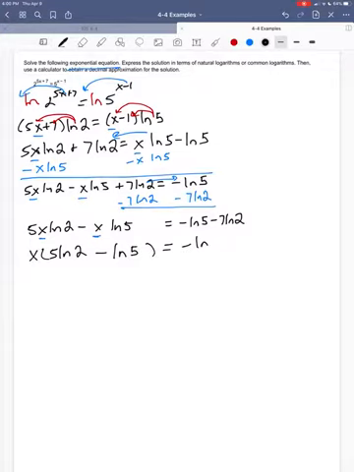Almost done here. So now this is x times that set of parentheses. So to undo a multiplication, I just divide. So I'm going to divide both sides by 5 ln 2 minus ln 5.